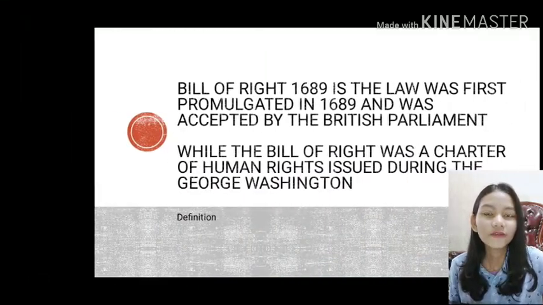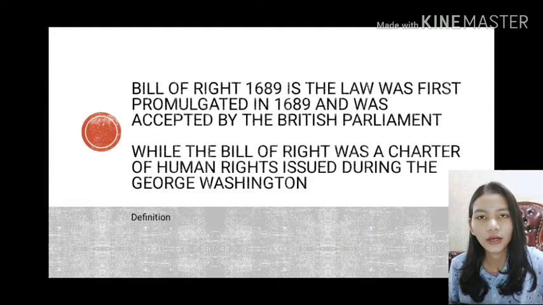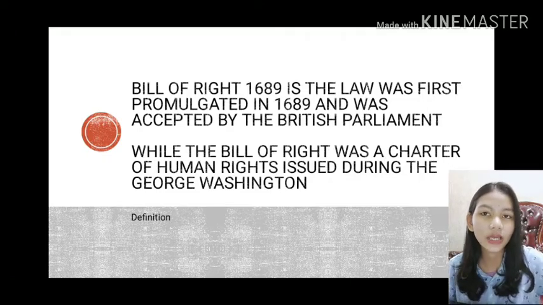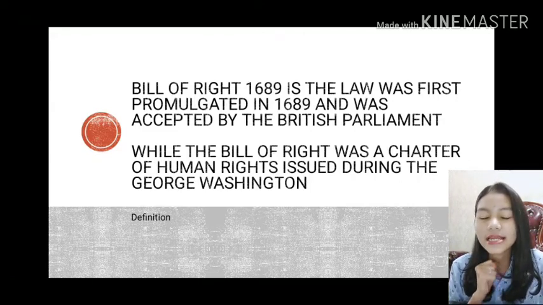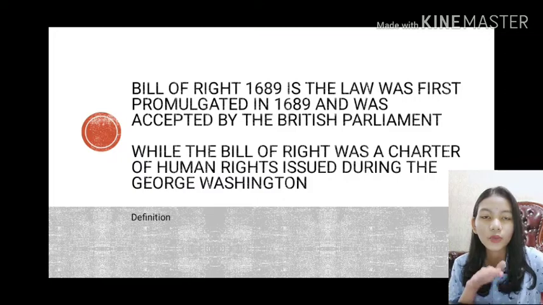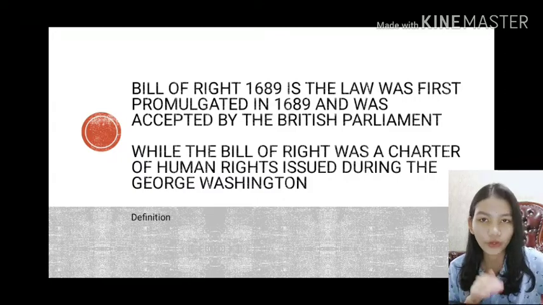So first, I would like to let you know about the Bill of Rights of 1689. The law was first promulgated in 1689 and was accepted in the British Parliament.